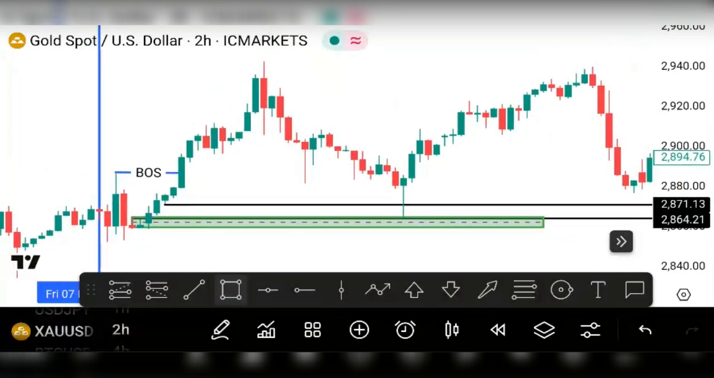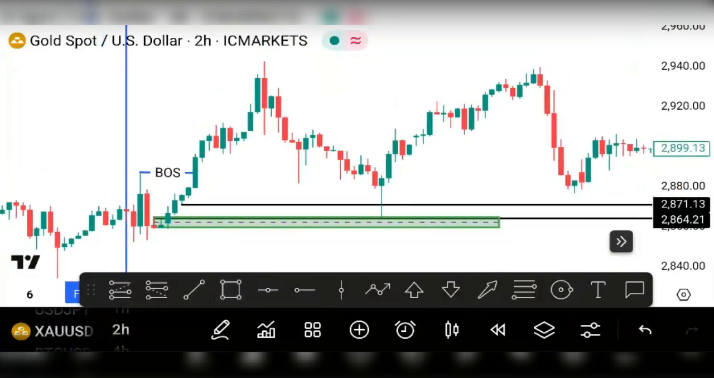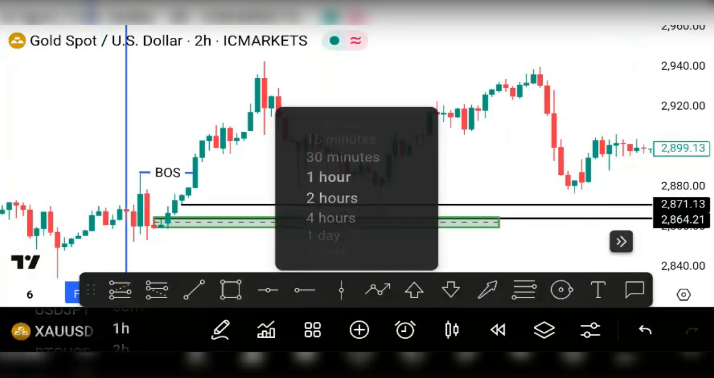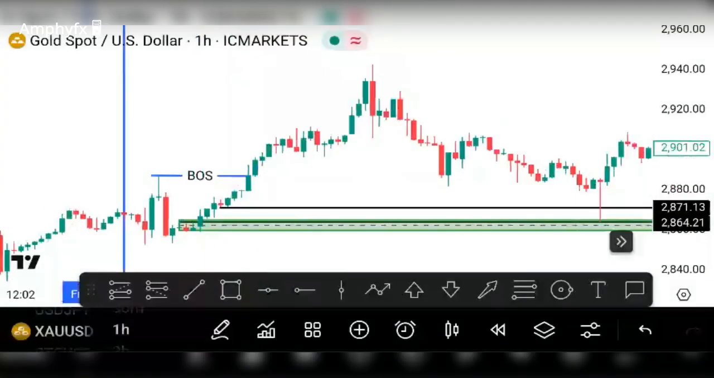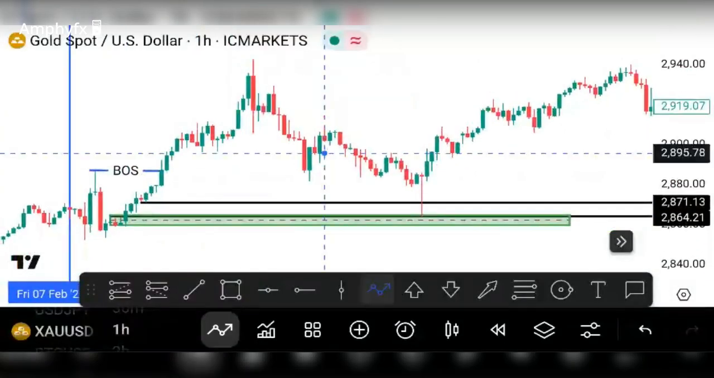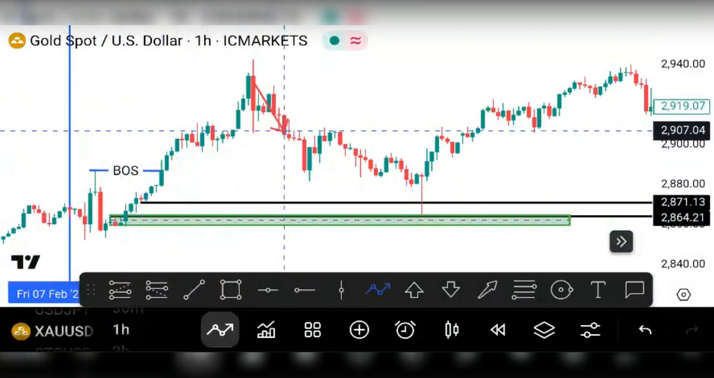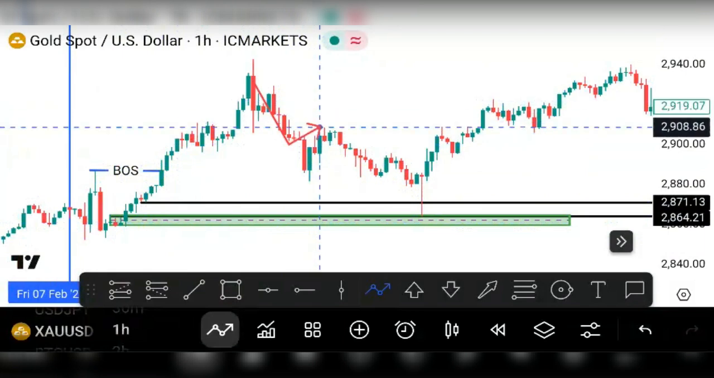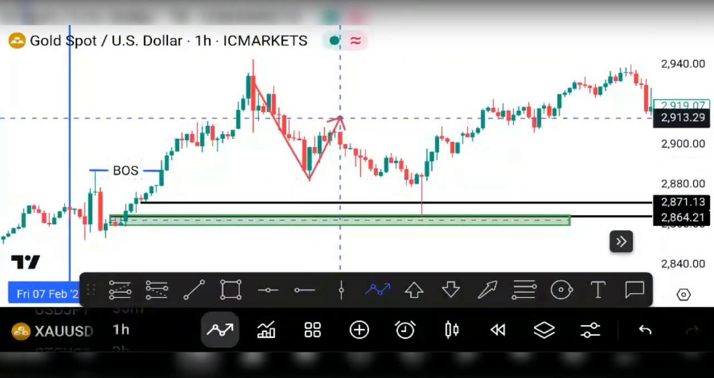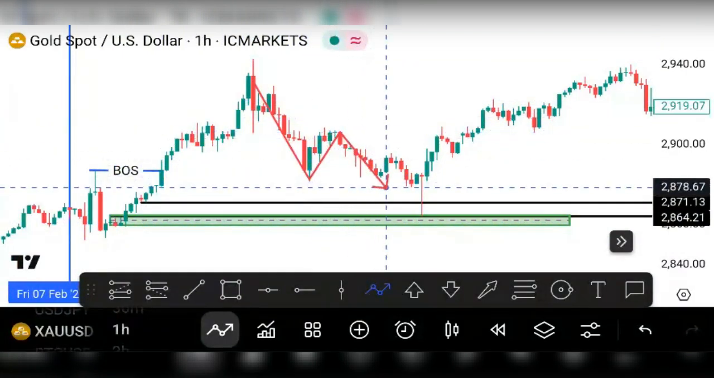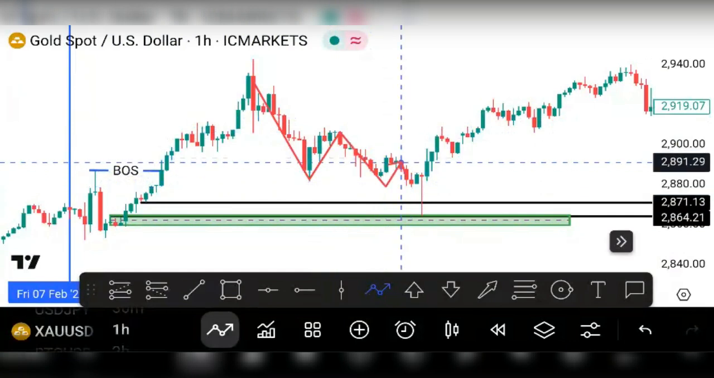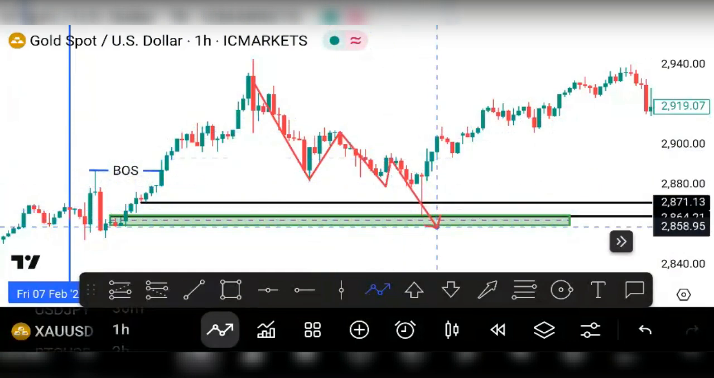Then I can't see any other block on the 2 hours. Then I go to my 1-hour time frame. Wait for price to come all the way from here, making a series of higher highs, higher lows, lower highs, lower lows, and then tap into my order block. This zone is my demand zone.